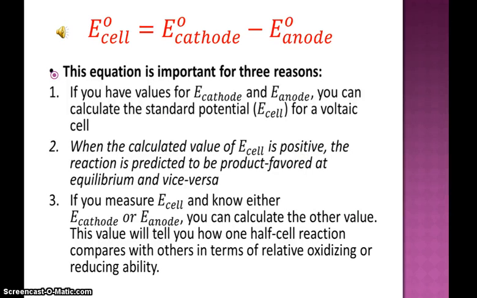So this equation is very important for 3 reasons. 1. If you have values for E cathode and E anode, you can calculate the standard potential for a voltaic cell. 2. When the calculated value of E cell is positive, the reaction is predicted to be product favored at equilibrium and vice versa. 3. If you measure E cell and know either E cathode or E anode, you can calculate the other value. This value will tell you how one half-cell reaction compares with others in terms of relative oxidizing or reducing ability.